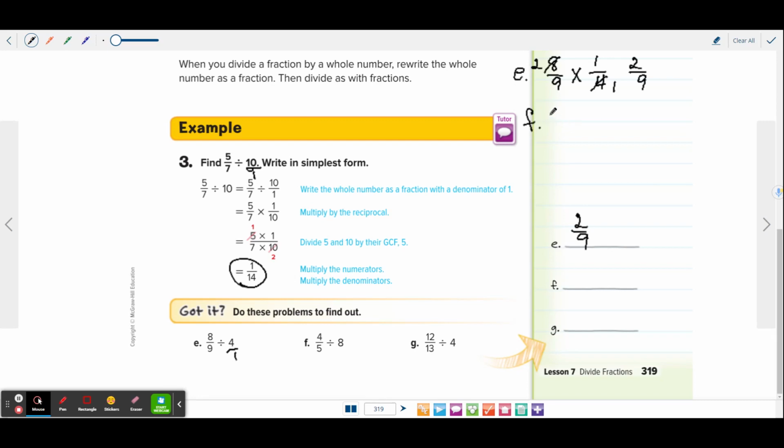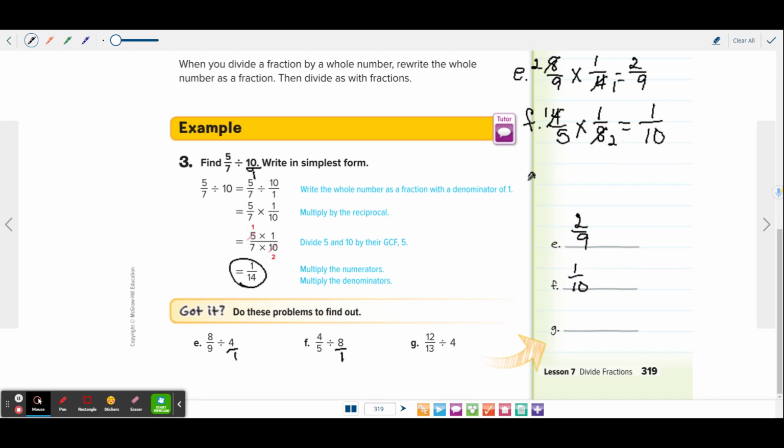F, let's do here. We have 4/5. Keep, change the sign, and then 8 is the same as 8 over 1. So I'm going to flip that. I'll have 1/8. So now 4 and 8 can both be divided by 4. 4 divided by 4 is 1. 8 divided by 4 is 2. So 1 times 1 is 1. 5 times 2 is 10. Our answer is 1/10 for F.